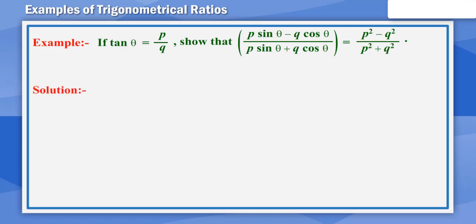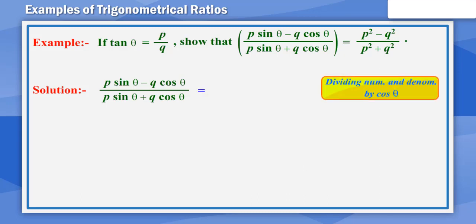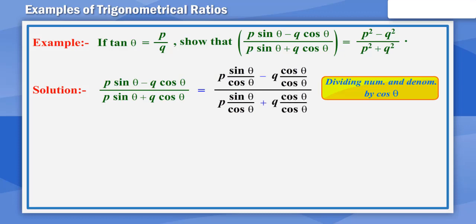Let's solve this. Let's take the LHS first. P sine theta minus Q cos theta divided by P sine theta plus Q cos theta is equal to, dividing numerator and denominator by cos theta, we get P sine theta by cos theta minus Q cos theta by cos theta divided by P sine theta by cos theta plus Q cos theta by cos theta. Cos theta gets cancelled with cos theta in terms containing Q, and in terms containing P, sine theta by cos theta can be written as tan theta. So this becomes equal to P tan theta minus Q upon P tan theta plus Q.